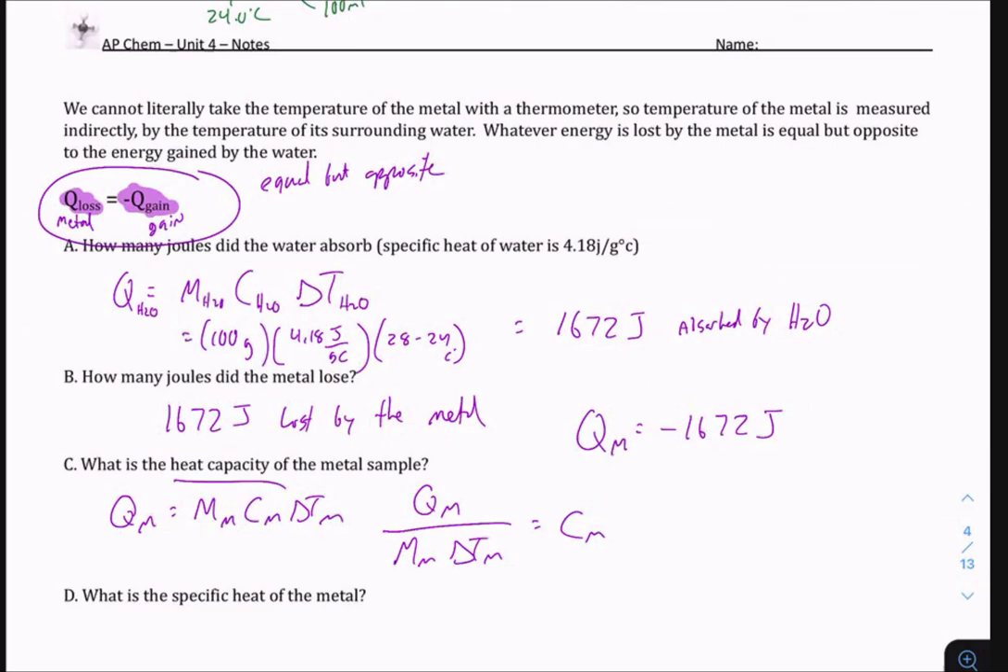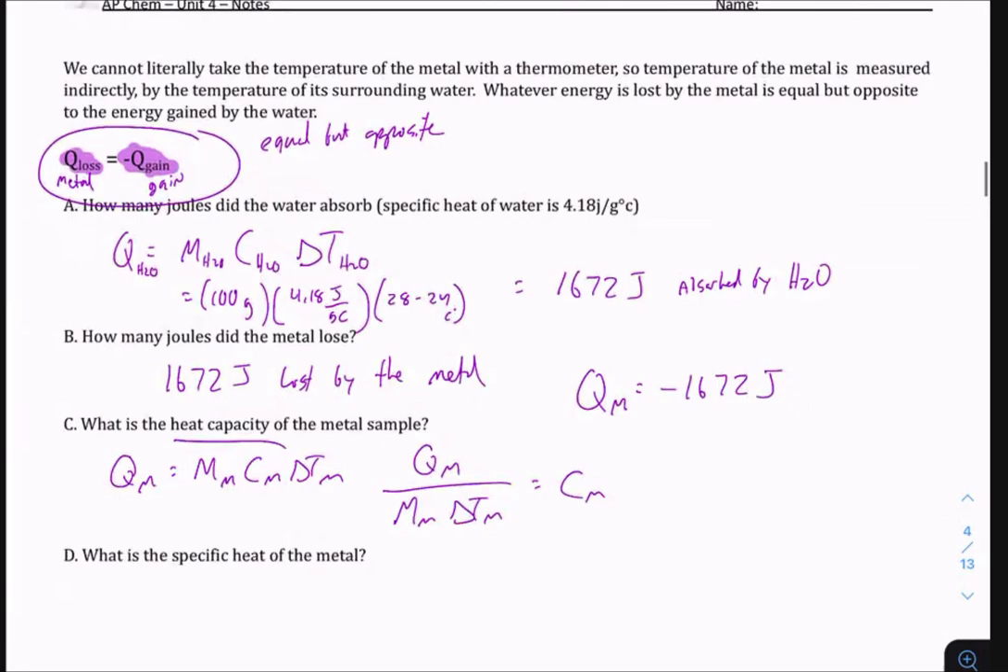Right? We're trying to find the heat capacity. So we need to find, we know the Q of the metal, because we just found that. The mass of the metal was given earlier. And the temperature change of the metal needs to be factored in as well. Okay, so Q of metal, it's right here.